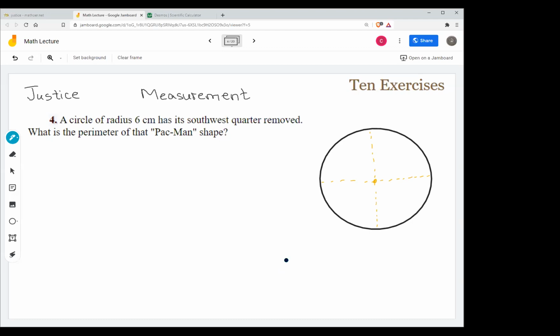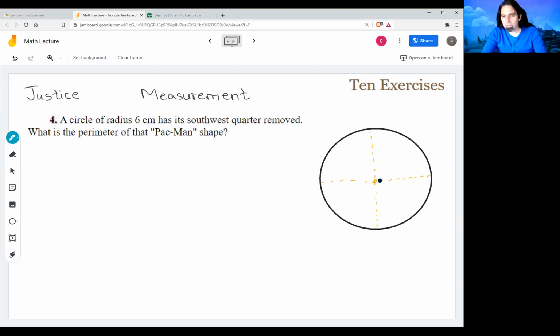The one on the right. One on the right, yeah. It doesn't matter at all. Any of them that start in the middle and go towards an edge, that is 6 centimeters. It's had the southwest corner removed. So the part we want doesn't include that.